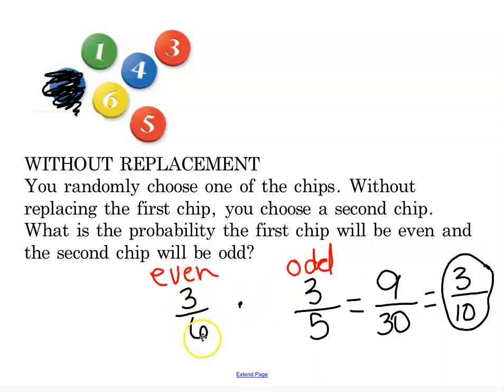So the probability of the first is an even. There were 6 chips to start, so it's 3 out of 6. We assume we got the even, so it's eliminated. And now the probability of an odd is 3 out of 5. The denominator always decreases when you do not replace the chip.